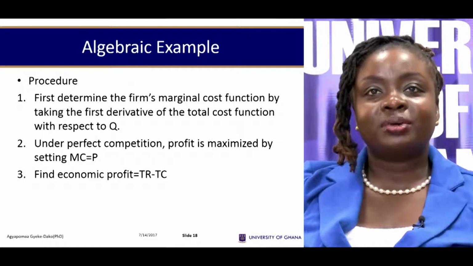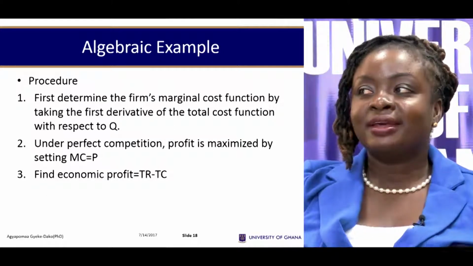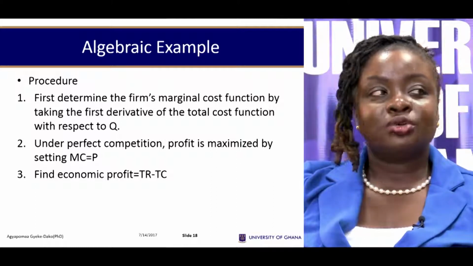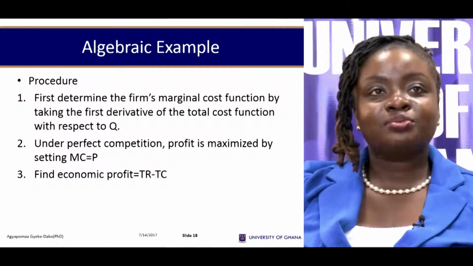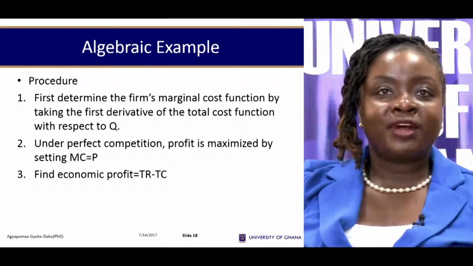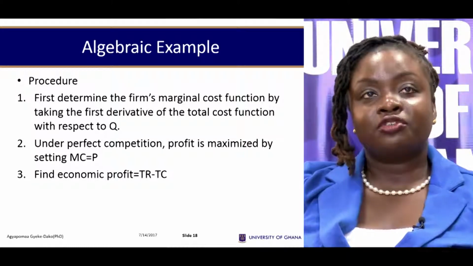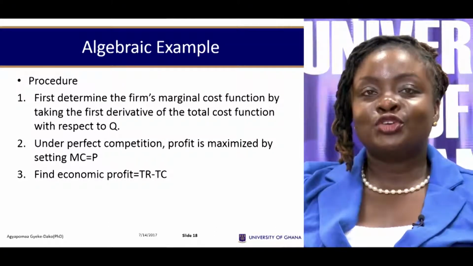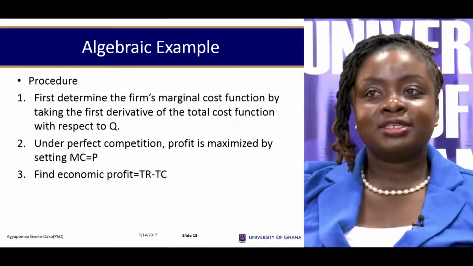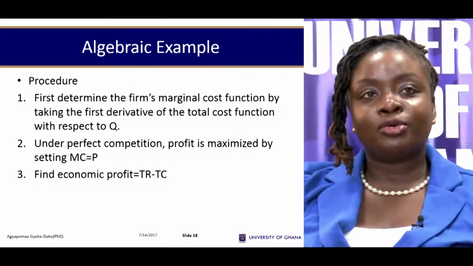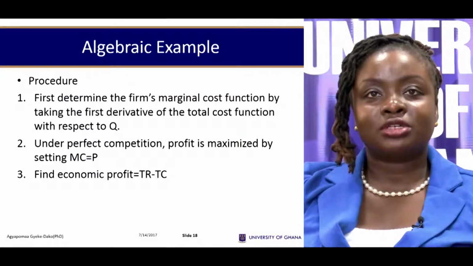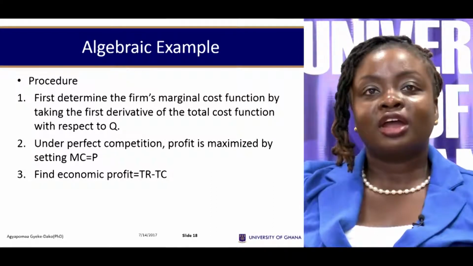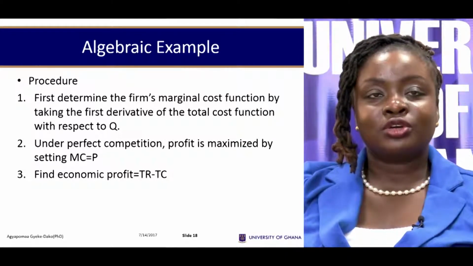First, you determine the firm's marginal cost function, because remember, the whole idea is that for profit maximization, marginal cost equals marginal revenue. So you find the marginal cost and then you find your marginal revenue. Remember, under perfect competition, marginal revenue equals price. So you equate your marginal cost to your price. That will give you the price and the output that would help you maximize profit. Once you get that, you insert that into your total revenue and your total cost function. That gives you your extent of profit.